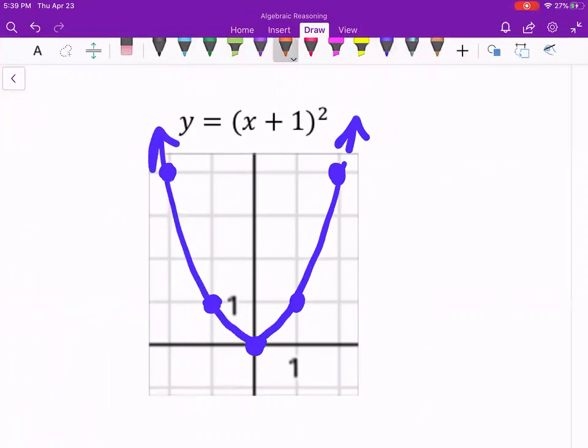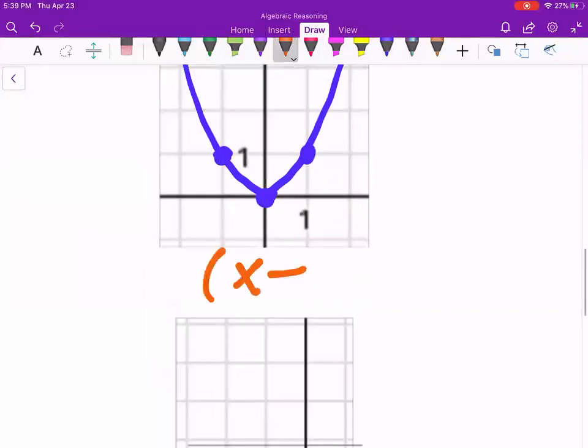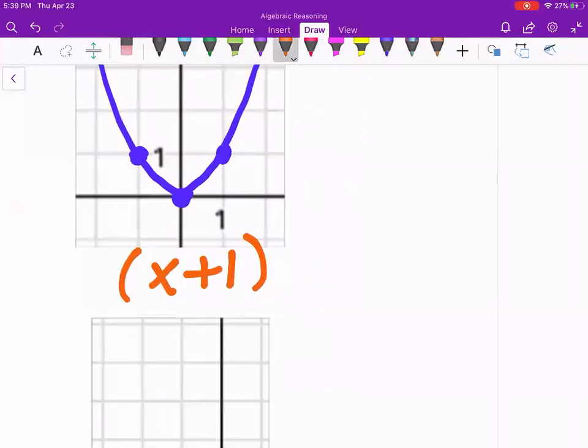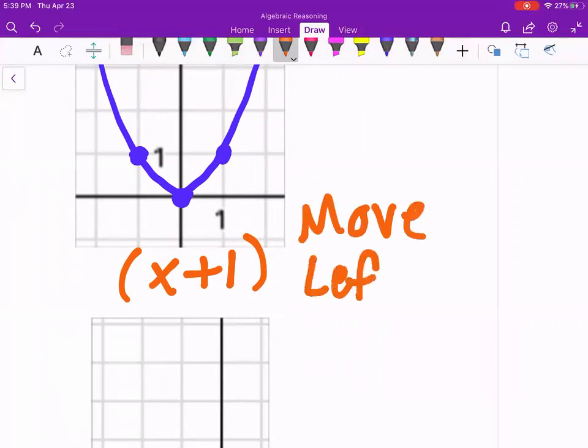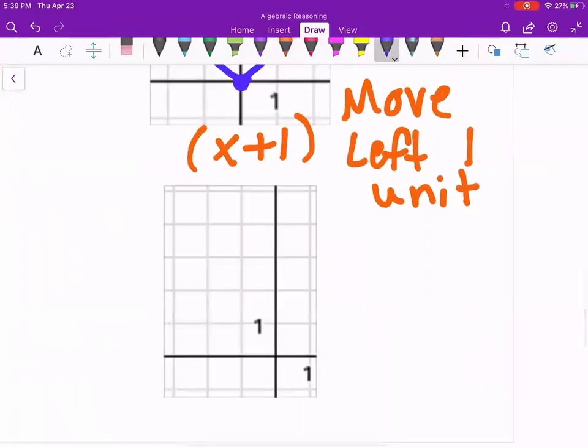So this time in my equation, I have x plus 1 squared, or x plus 1 inside my parentheses. So this time, instead of shifting to the right with the minus, this time we are going to move left 1 unit, because that's what we are adding inside those parentheses. So again, I'm going to put just the original dots up here so that we can see how they move. We're going to take all 5 of those dots, move them over to the left 1 unit.